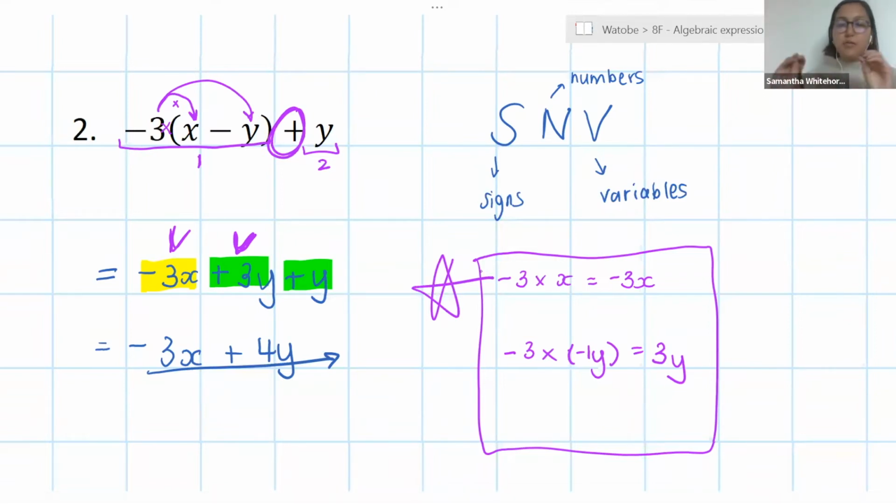And then I'm just left with lots of terms where I can find my like terms. So that's the highlighted bit over there. And once I know what my like terms are, I can add them together.